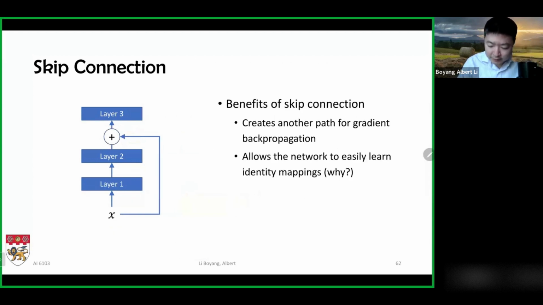So the real question is, why do we want to do skip connections, right? Basically, skip connections make it easy for the network to train. And one perspective to look at that is that this creates another path for gradient backpropagation.